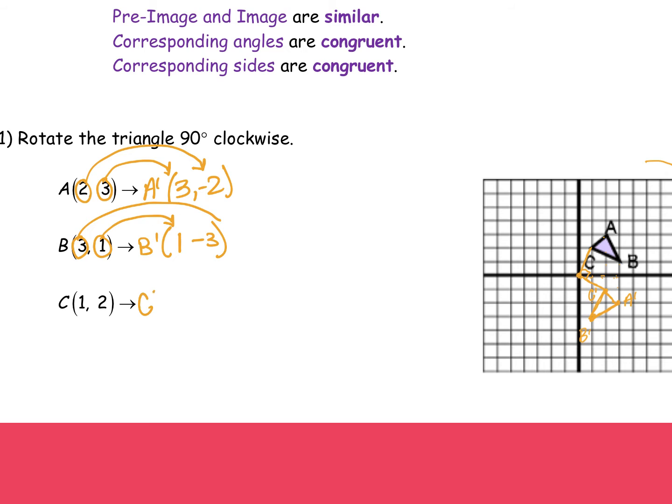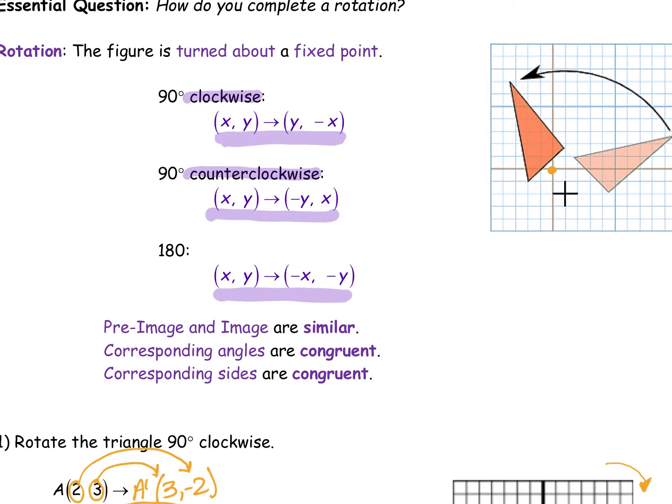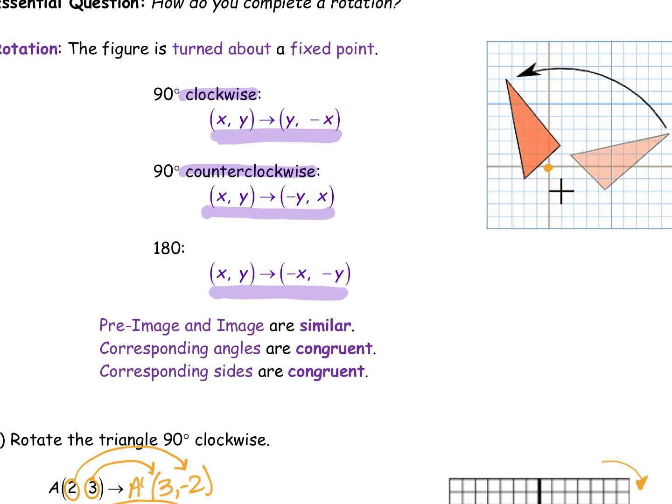So can someone tell me where C prime is going to be? 2, -1, yep. Okay, we have one more. I want you guys to try it this time. Look at my formula really quick. This says 90 degrees counterclockwise, right?